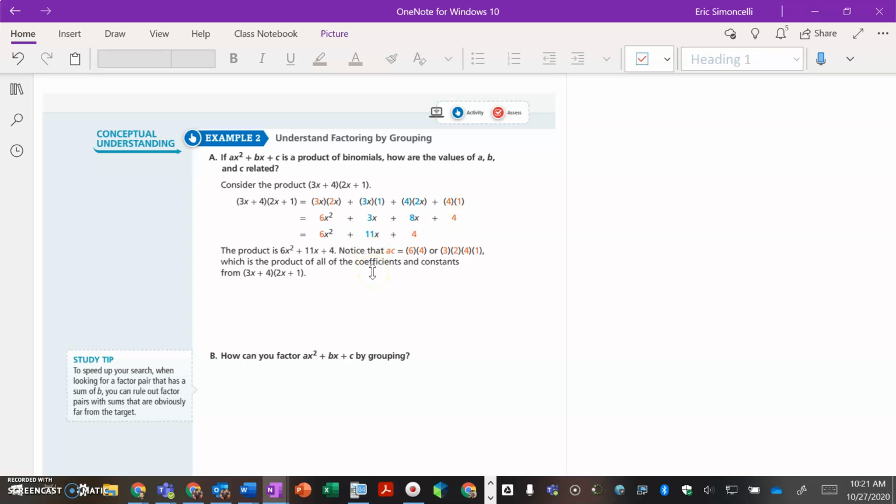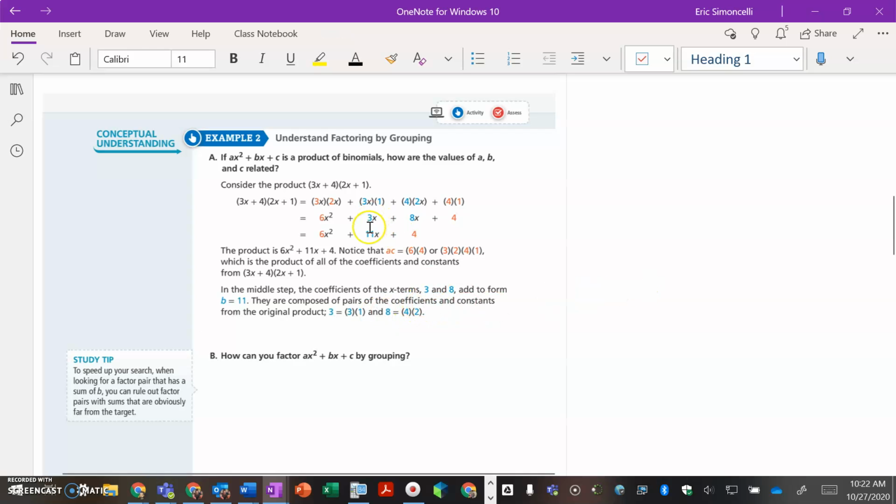which is the product of all of the coefficients and constants from the following. So again, 3, 2, 4, and 1 are in fact the product of all coefficients and constants from what that initial setup took shape as. In the middle step, the coefficients of the x terms, 3 and 8, add to form your b value of 11, which we've done in the past. They are composed of pairs of the coefficients and constants from the original product: 3, which is 3 times 1, of course, and 8, which is 4 times 2 from the prior step, 3 times 1, 4 times 2.